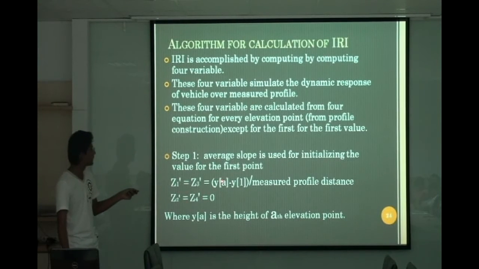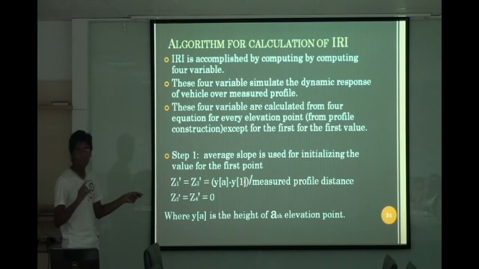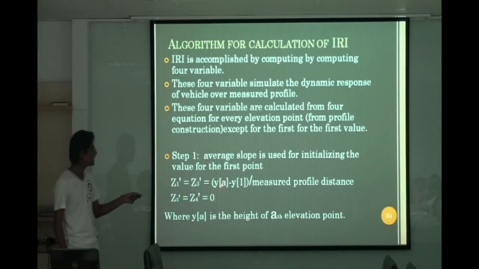And this will be calculated from YA minus Y1 divided by the whole measured profile. This will be the elevation point for the last point, and this will be the point for the first point. This will be the height of the first point, and this will be the height of the last point. And these values are calculated from the laser readings.